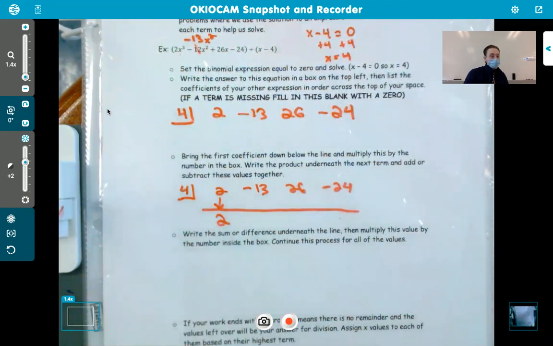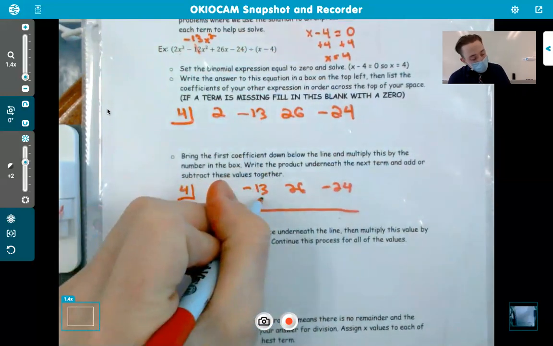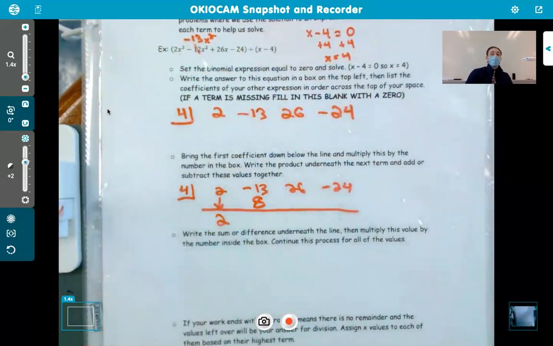Okay. So I bring the first coefficient down, I multiply it by the number in the box. So I'm going to do 2 times 4, and 2 times 4 is going to give me what? 8. I'll write this product underneath the next term. And then I'm going to add those values together. So what's negative 13 plus 8? Negative 5. Good.